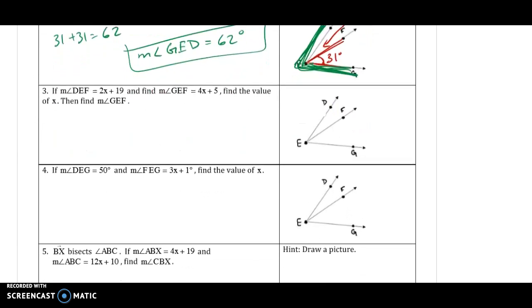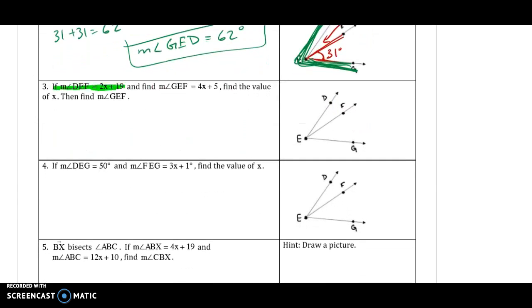Example 3. Now we're getting into these kind of expressions that we need to plug in. So, DEF is 2x plus 19. GEF is 4x plus 5. It says find the value of x.